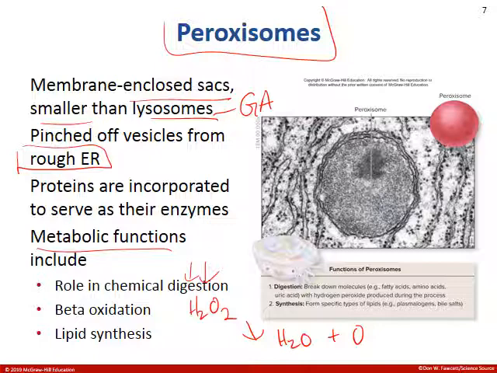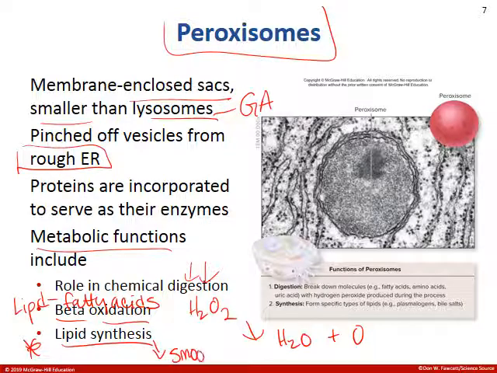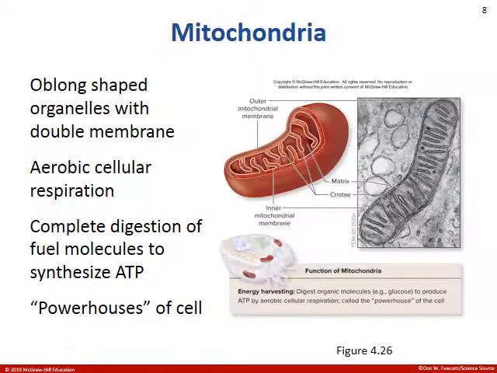They're also used in lipid breakdown. They have here beta oxidation, but basically breaking down fatty acid tails. And then interesting enough, they also help with lipid synthesis. So remember we said smooth ER does lipid synthesis. Well, peroxisomes can also do some lipid synthesis.